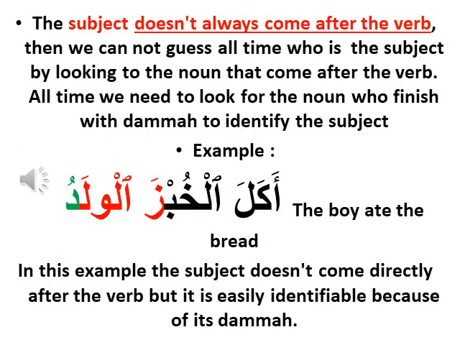The subject doesn't always come after the verb. Then we cannot guess all the time who is the subject by looking at the noun that comes after the verb. All the time we need to look for the noun that finishes with dhamma to identify the subject. Example, akala al-khubza al-waladu. The boy ate the bread. In this example, the subject does not come directly after the verb, but it is easily identifiable because of its dhamma.